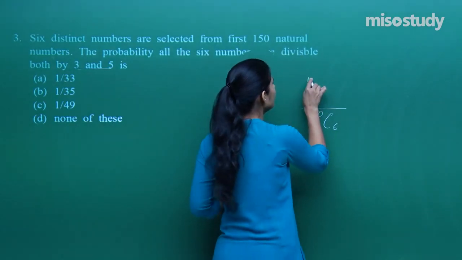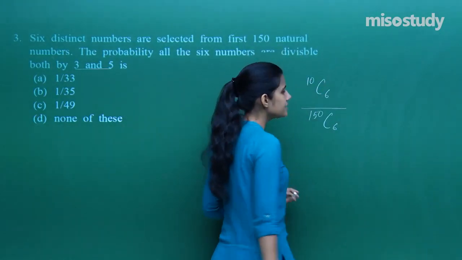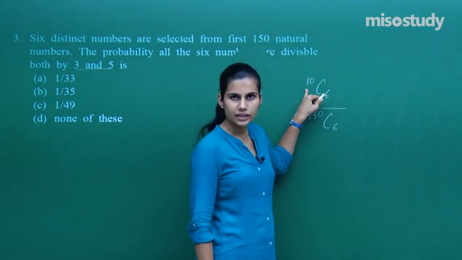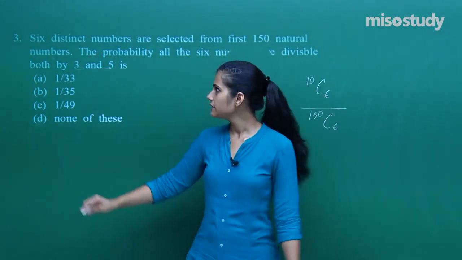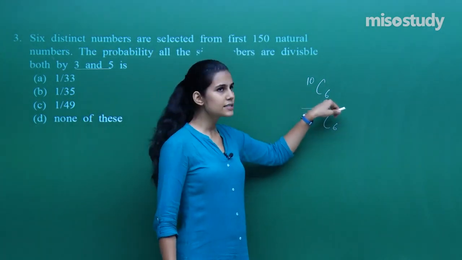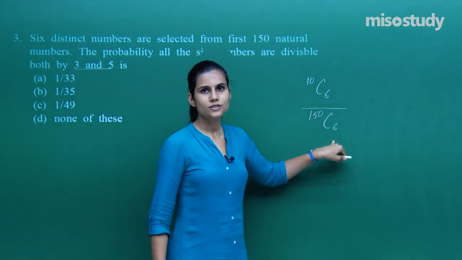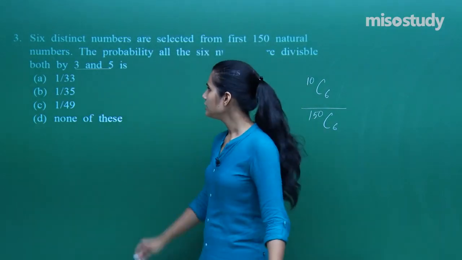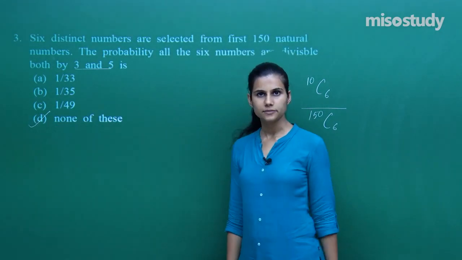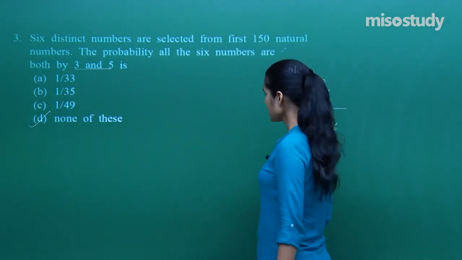So, favorable is 10C6 because there are only 10 numbers from 1 to 150 which are divisible by 15 and hence are divisible by both 3 and 5. Out of them only 6 I want, so 10C6 is favorable, 150C6 is total. So, this is what is the probability, which is not this, not this, not this, and hence none of these is your answer. Fine.